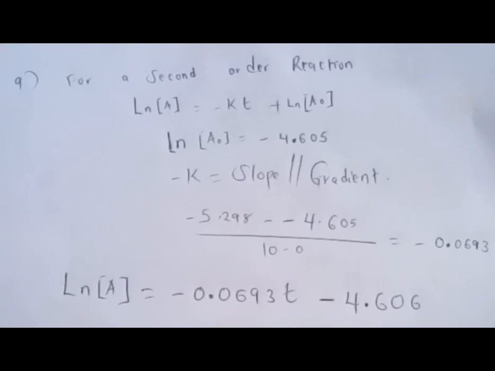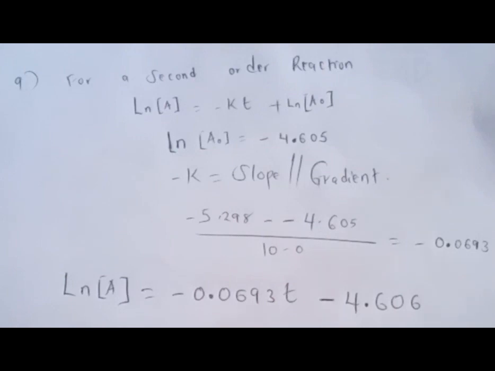So with this information, we are ready to answer the second part of the question, which asks us to write down the equation for this reaction. So for a first order reaction, ln A will be equal to negative K multiplied by T, then we add ln A naught. This is the integrated equation. So ln A naught is the initial from the table. We determined that it's negative 4.606, and negative K is the slope. So we go ahead and find the slope.